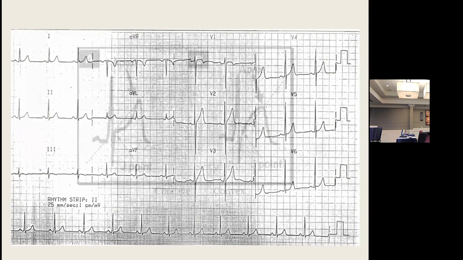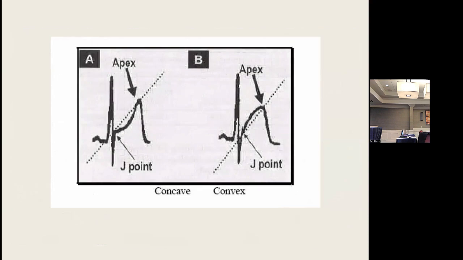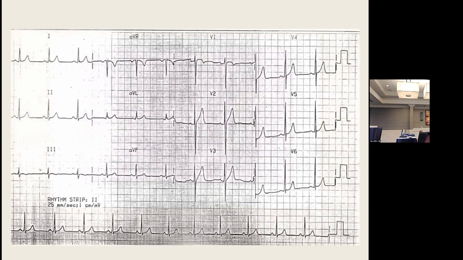Okay, and I'm going to introduce the concept here that if you take a slope between the J point and your peaking of your T wave, and if your waveform is underneath it, we're going to call that concave. If your waveform is over it, we're going to call it convex. And it's the morphology of the waveform, the height of the elevation, the clinical presentation, and the age of this patient that makes this EKG early repol.